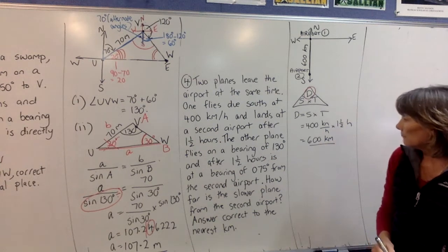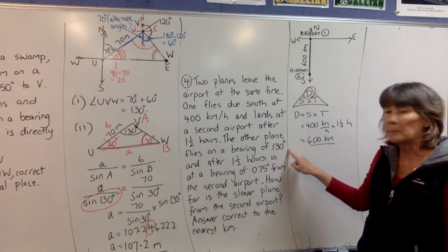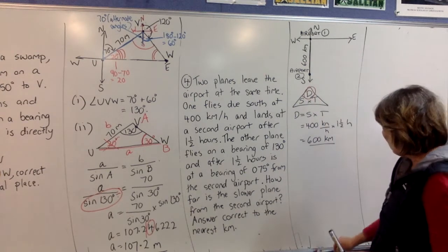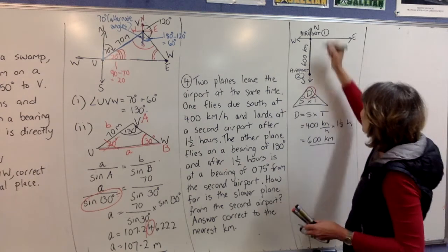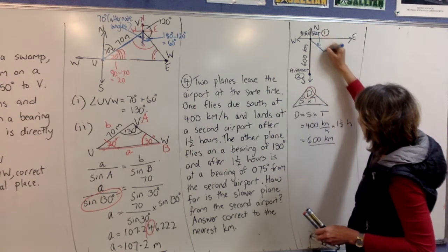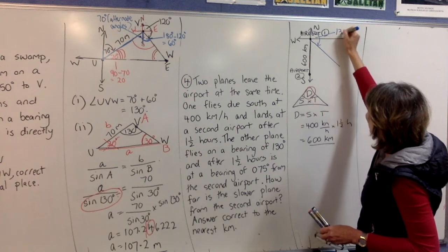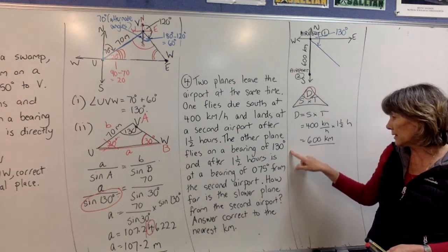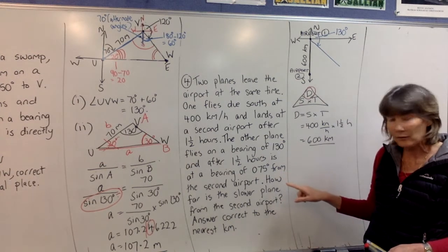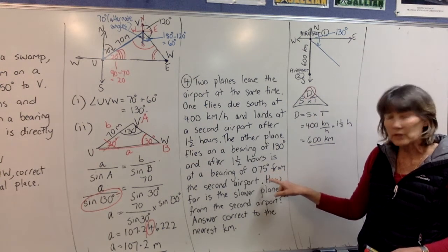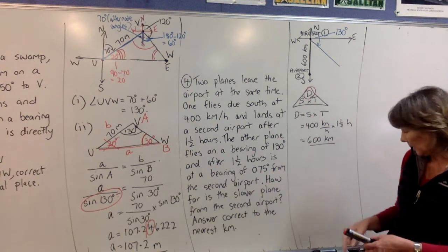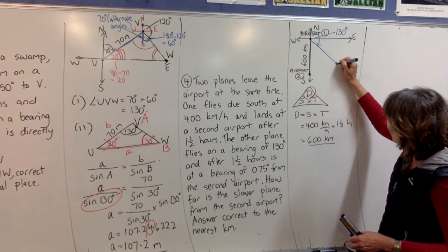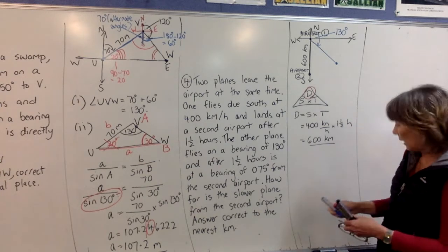Okay, next part, we're looking at the other plane. The other plane flies on a bearing of 130 degrees from that same airport. So if we put in our 130 degree bearing from north going clockwise, we'll end up going down here. This is 130 degrees. Okay, so it flies off on the bearing of 130 degrees, and after 1.5 hours, it finishes at a bearing of 75 degrees from the second airport. So if you think about it, I am going to cut this line a little bit short and finish it there. You'll see why in a minute.